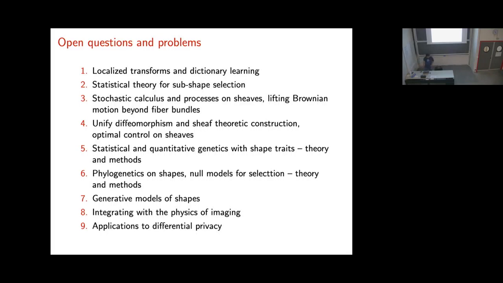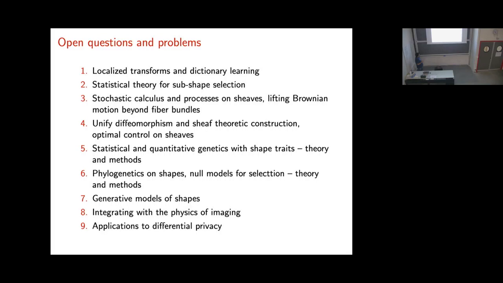There's beautiful theory on lifting Brownian motion onto manifolds, going back to Malliavin. So one thing that we're working on: how do you do this when you lift onto a sheaf? Or how do you do this when you lift onto a stratified space? The problem is these objects are so algebraic that doing calculus is a pain. This is what I was trying to tell you. We're trying to unify the diffeomorphism-based and the sheaf-theoretic constructions. So what's the notion of control functions on sheaves? How do you write down that variational problem? What does that variational problem mean? That's something we're thinking about.